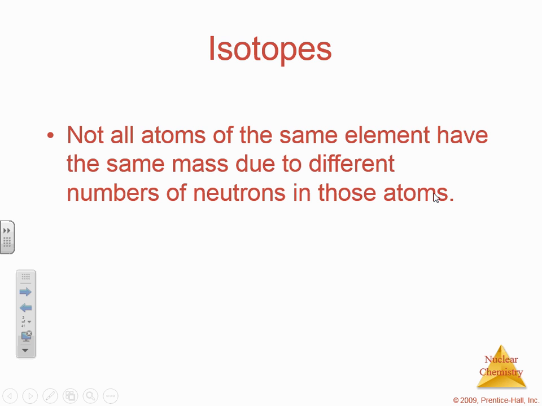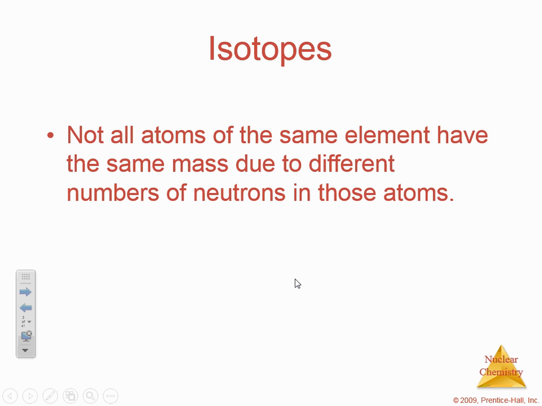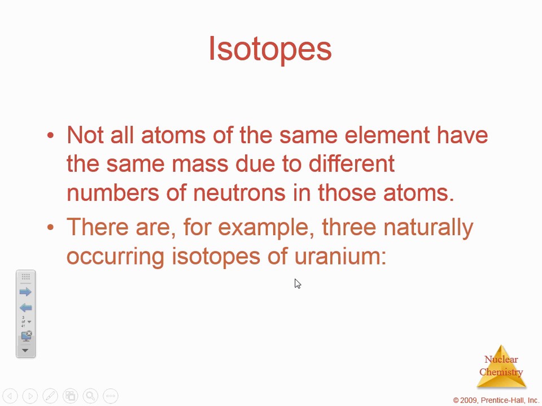Now, remember, there are isotopes. Not all atoms of an element have the same mass because they have a different number of neutrons. So for carbon, there's carbon-12 and carbon-13. Both carbon-12 and carbon-13 have 6 electrons and 6 protons. The difference is carbon-12 has 6 neutrons, carbon-13 has 7 neutrons.